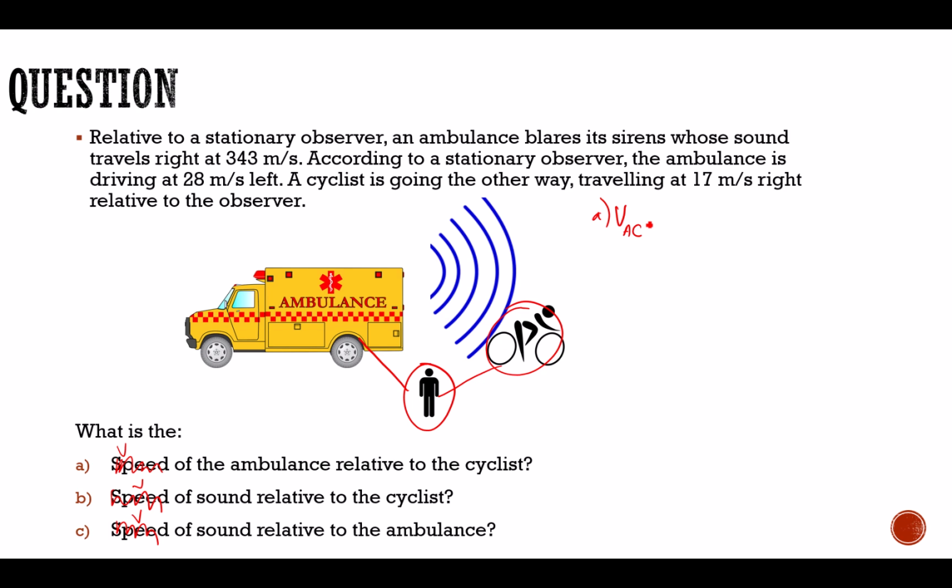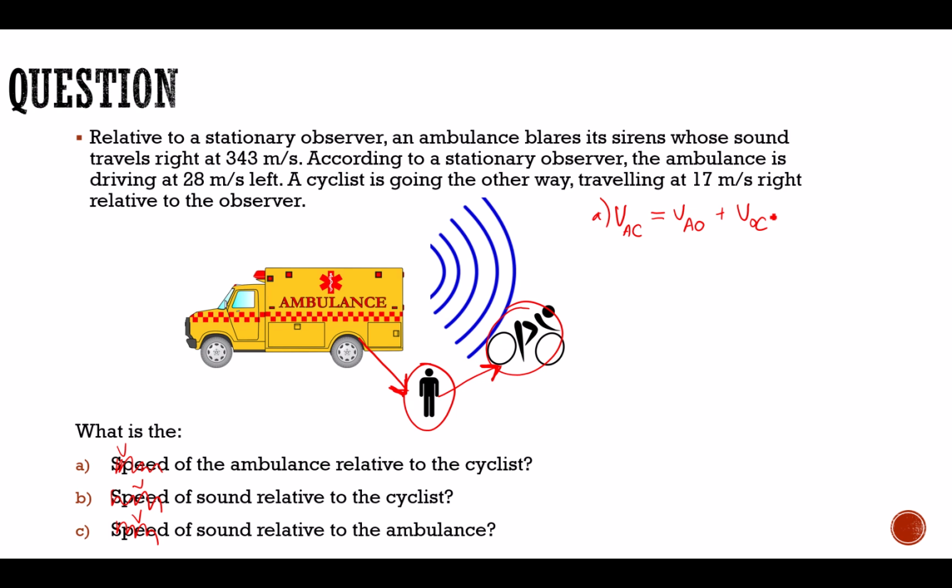Okay, I'm hoping you agree that we can find this by finding the velocity of the ambulance relative to the observer plus the velocity of the observer relative to the cyclist, right? It's kind of like taking a little intermediary step. So the velocity of the ambulance relative to the cyclist is the velocity of the ambulance relative to the observer plus the velocity of the observer relative to the cyclist.